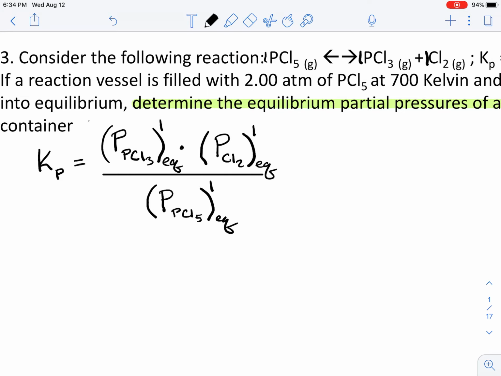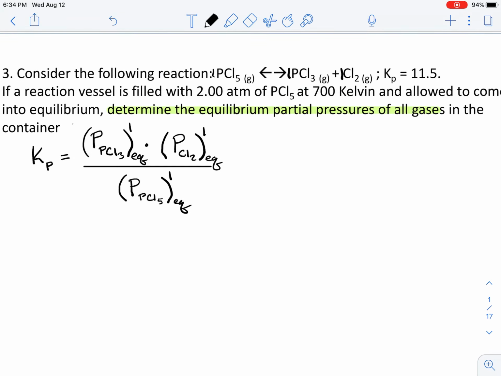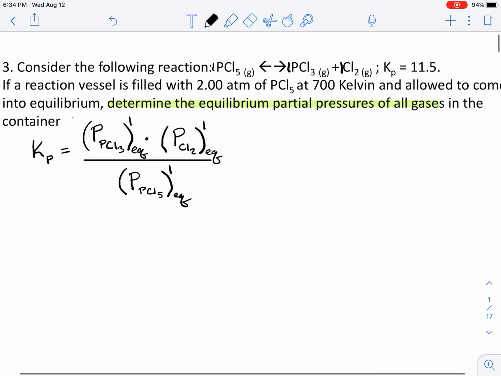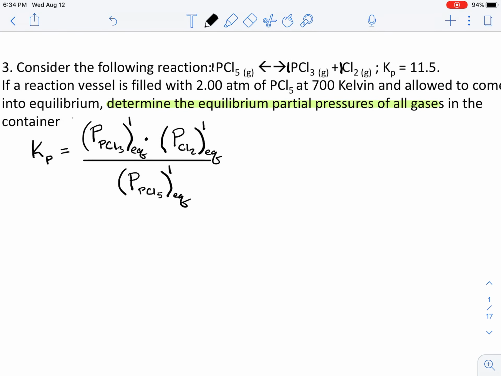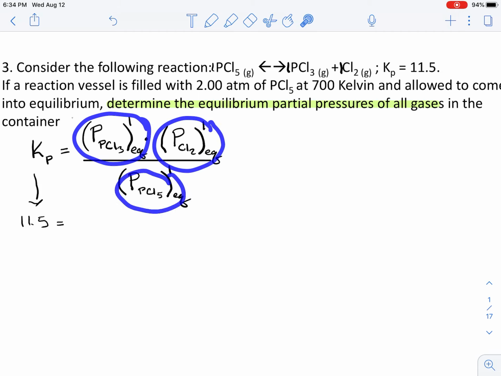And so if I zoom out and we read the problem, the only thing that we can fill in after we wrote the mass action expression is the value for Kp. So we know that Kp is equal to 11.5. However, we don't know what the value is for any of these substances. And if we did, then we would have already figured out the problem.